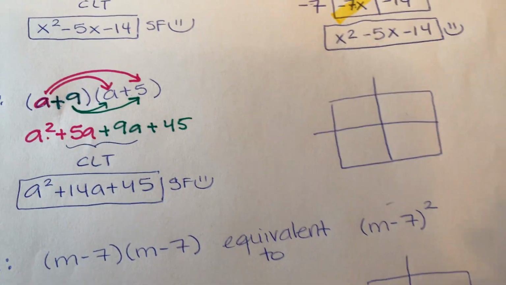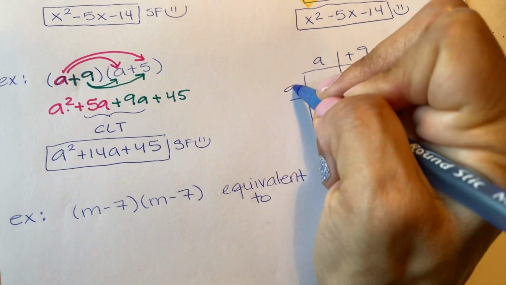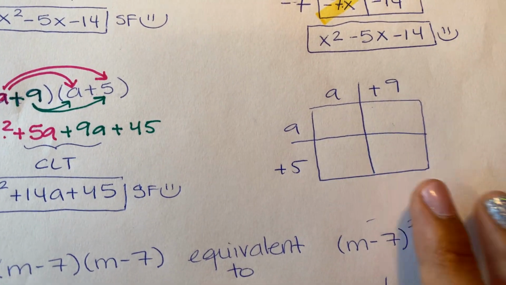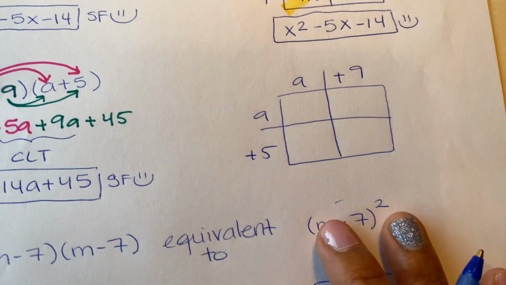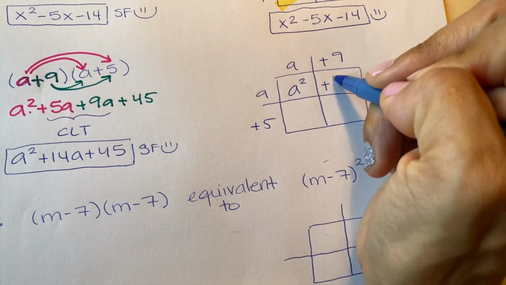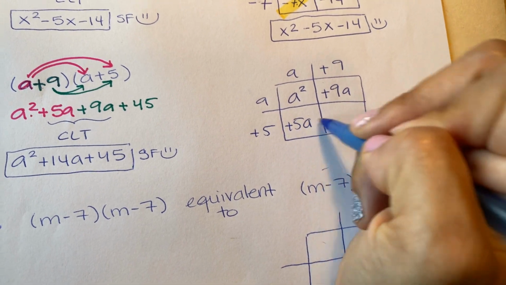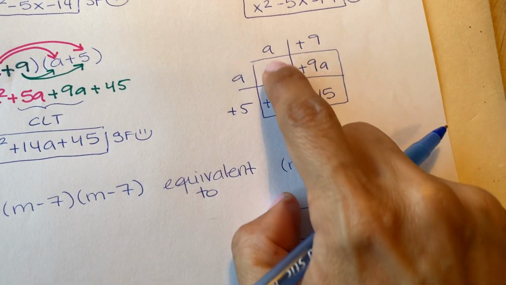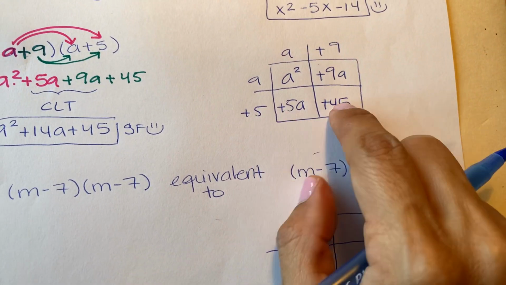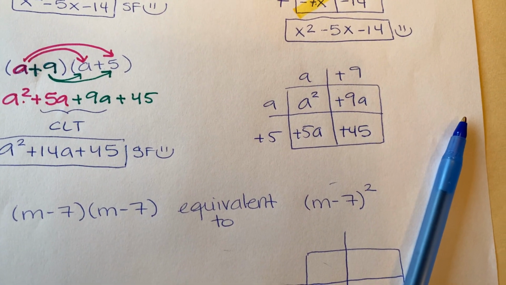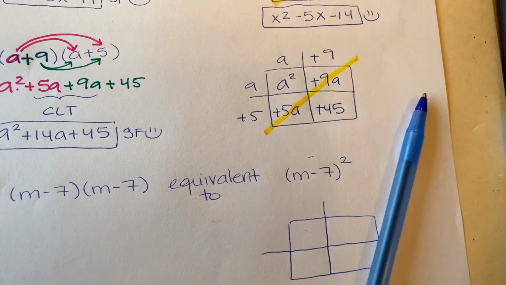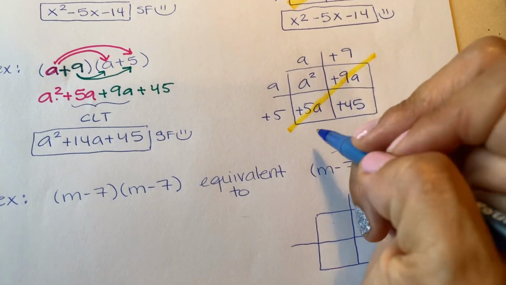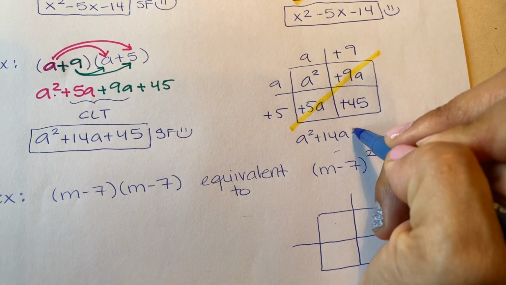Perfect. Okay, box method. A plus 9, a plus 5, and again, it doesn't matter if you wanted to put a plus 9 here and a plus 5 here. It's like neither, right? It doesn't matter. Okay, a squared plus 9a plus 5a plus 45, right? A times a is a squared, 9 times a is 9a, a times 5 is 5a, 9 times 5 is 45, and again, your like terms are the diagonal. So you have exactly the same answer that we got earlier. So a squared plus 14a plus 45.